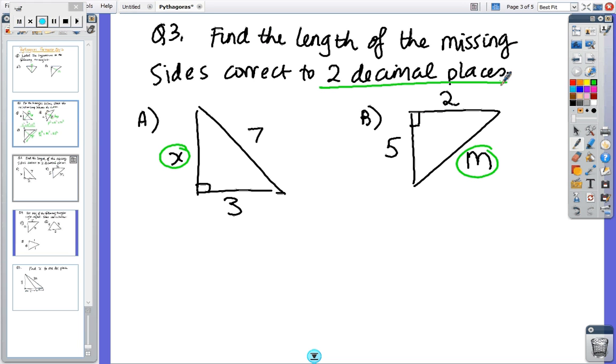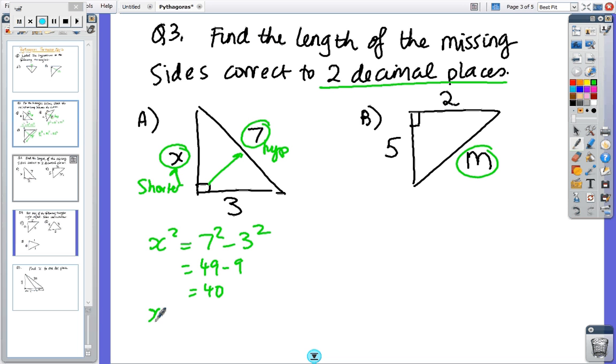Okay, first thing we do, label the hypotenuse. So the hypotenuse is the longest side, so this must be a shorter side. The hypotenuse is the longest, so this one's shorter. So to get that one, we'll subtract. So 7 squared minus 3 squared. 49 minus 9 equals 40. And so x equals the square root of 40, which is irrational. And I want 2 decimal places, so I'll square root 40. So that equals 6.32. And there's no units, so I'll just put U for units. Could be centimetres in the test.